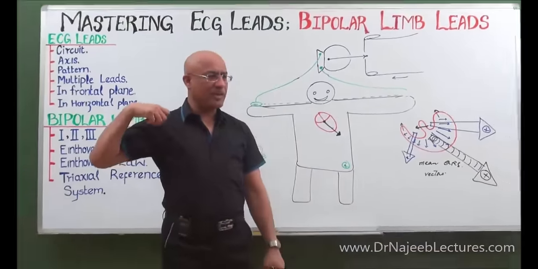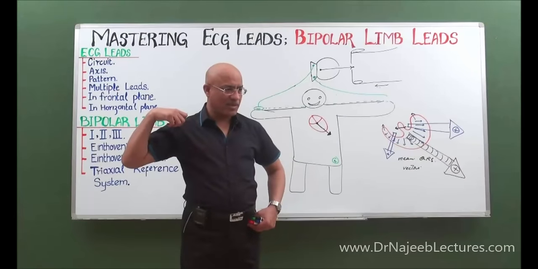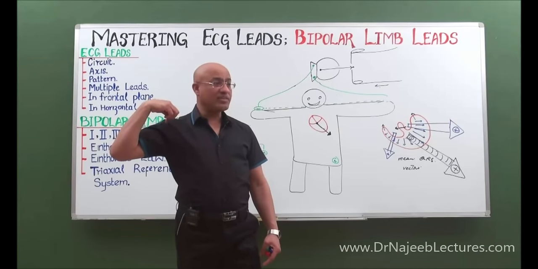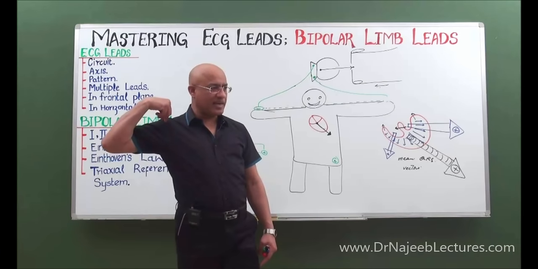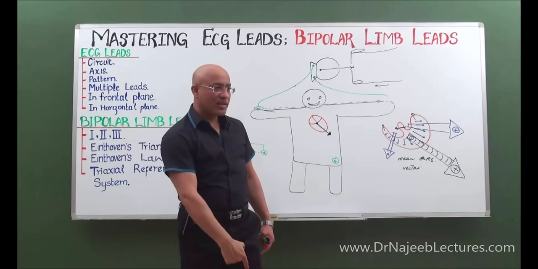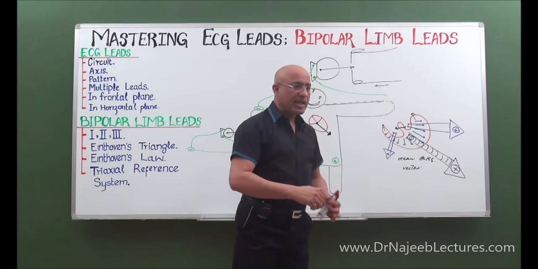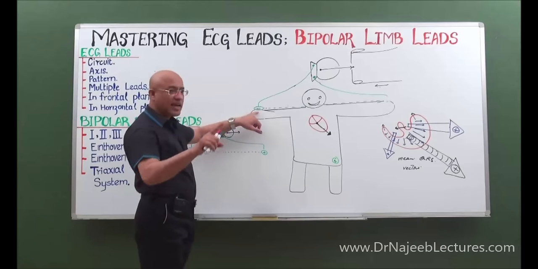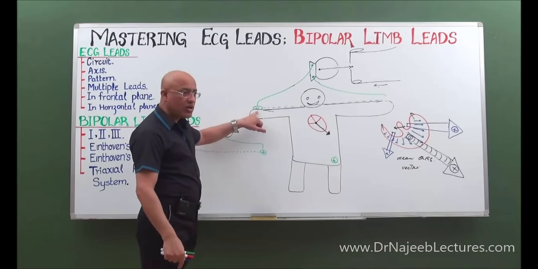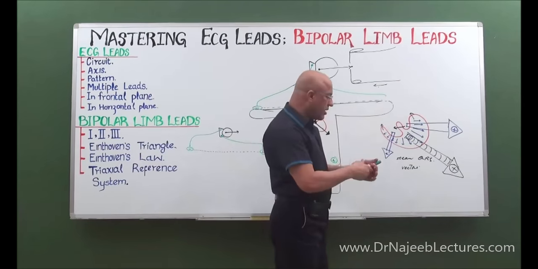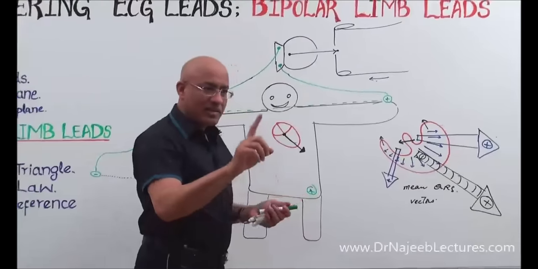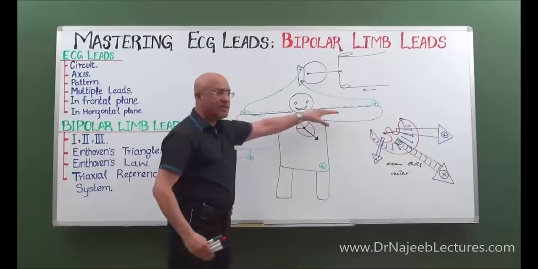Now, if we put the negative electrode here and the positive electrode here or on the foot, the imaginary line drawn from the negative pole to the positive pole is directed downward and leftward. So the axis of the lead has changed. So what is the axis of the lead? The axis of a lead is an imaginary line drawn from the negative electrode, or the reference electrode, towards the positive electrode, which is also called the exploring electrode. So this is the axis of the lead.